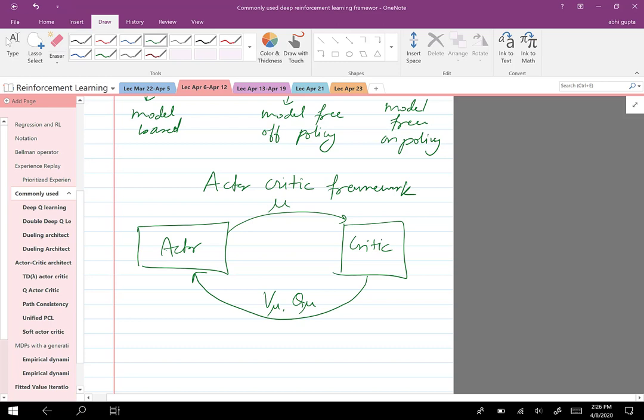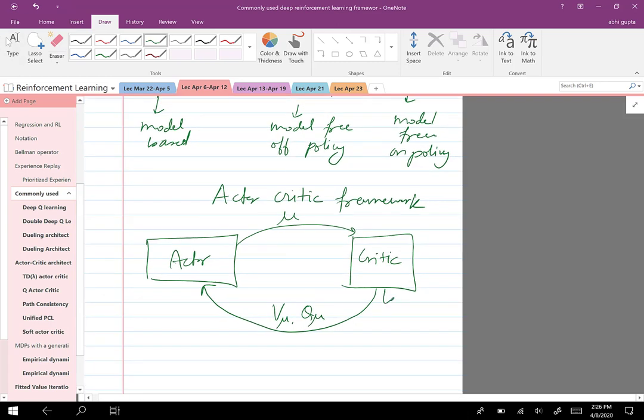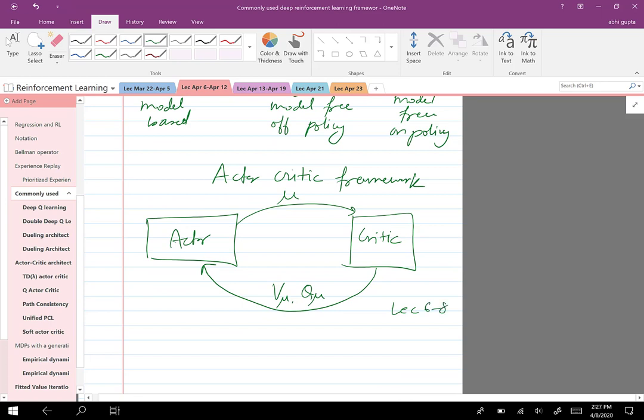Typically in the actor critic framework, mu depends on some neural network, so mu would be approximated using a neural network, and of course v mu and q mu would also be approximated using a neural network. Remember in the earlier classes, in lectures 6 to 8, we talked about the actor critic framework, where the idea was you evaluate the policy mu either using TD lambda or some other approach, and then you update the policy mu based on the one-step Bellman operator.